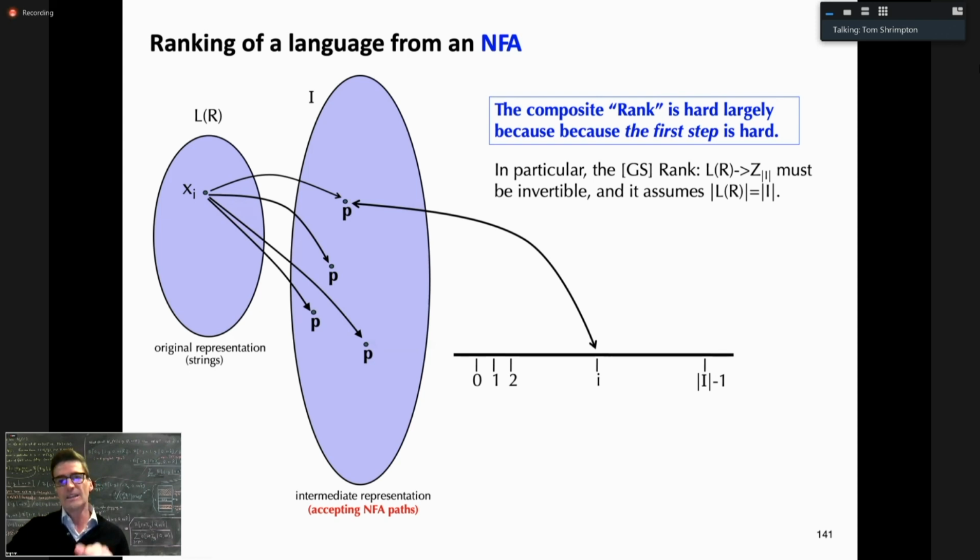And in particular, the original ranking algorithm, which ranked from the language directly into the integers, was required to be invertible on the entire intermediate representation set. It's required to be invertible as a mapping from the language of the regular expression to the integers. And it assumed, moreover, that the size of the intermediate representation set was the same as the size of the language, which you get if you're using a DFA. So, okay, that's the real holdup. That's why it's PSPACE-complete to try to rank from an NFA.